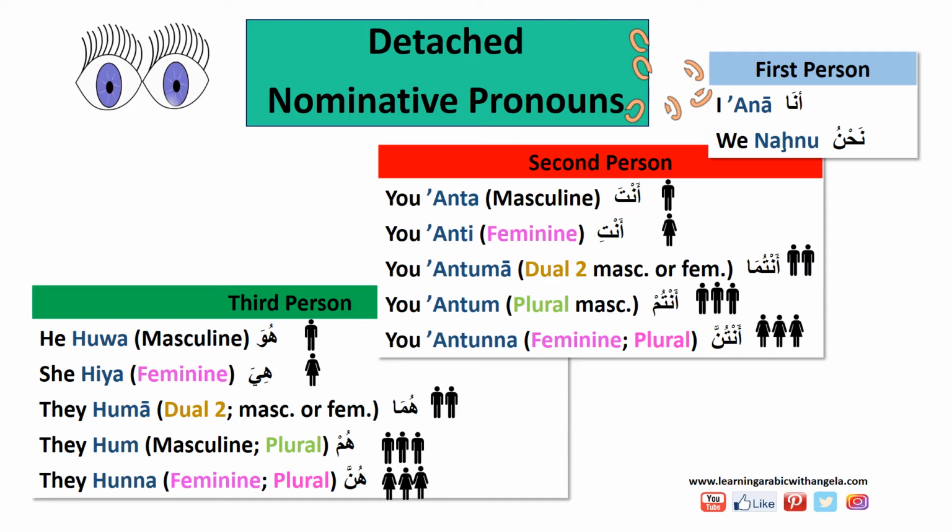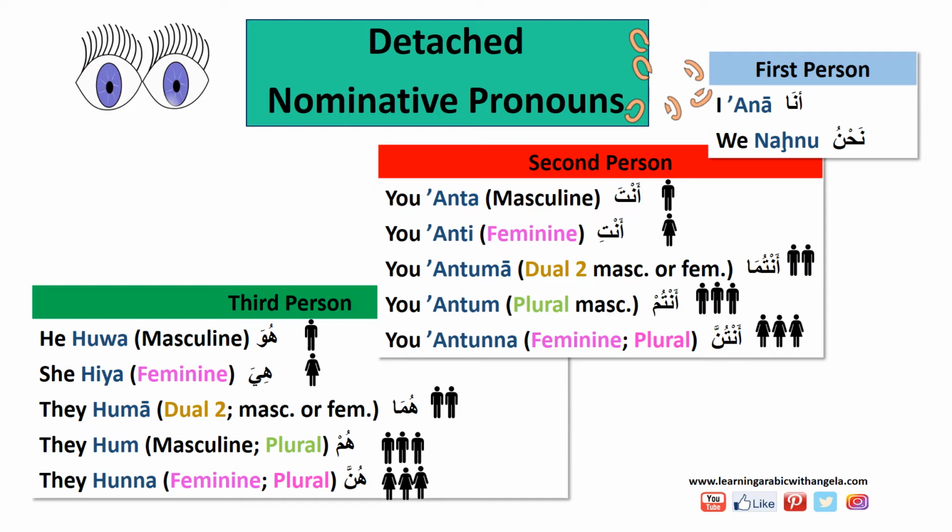For the second person, we've got anta, anti, antuma, antum, antunna. So anta is for the singular masculine, anti for the singular feminine, antuma is for the dual, that is you both, antum for the plural, antunna for the plural feminine.